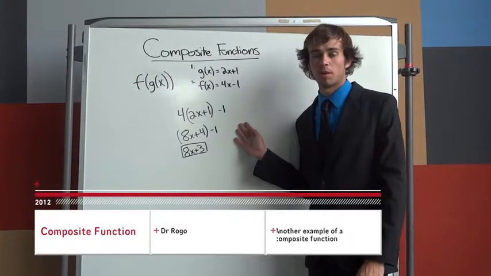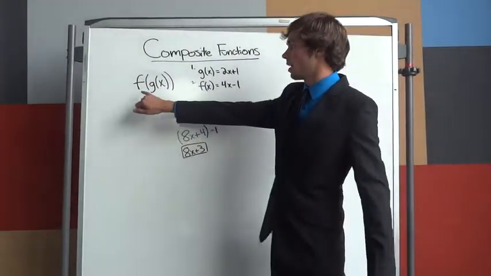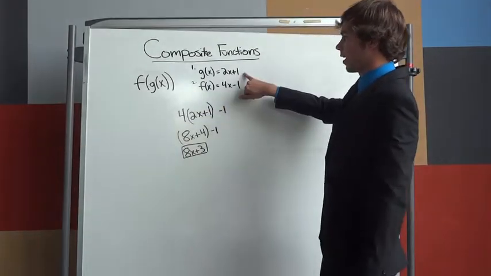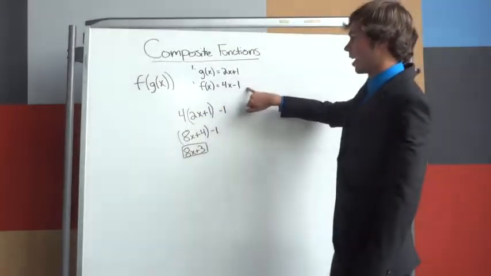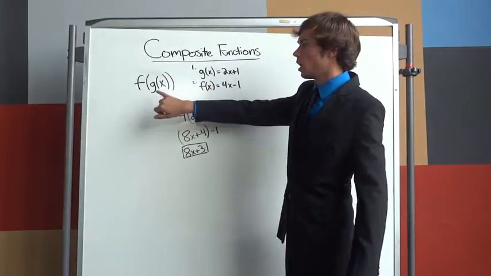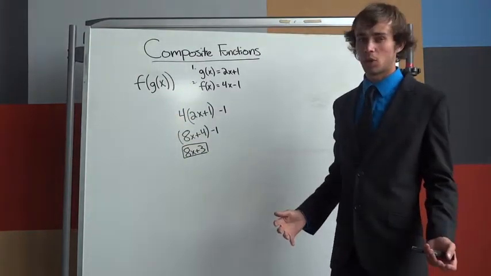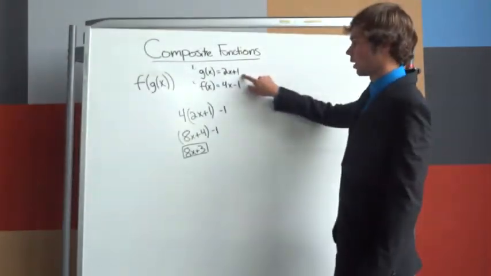Another problem for composite functions is when we don't have an x value given. So we still have f of g of x, and our g of x is now 2x plus 1, and our f of x is 4x minus 1. Since, as I explained before, we're going to use g of x first and plug that into f of x. But since we don't have an x value, we're just going to plug in the whole equation.